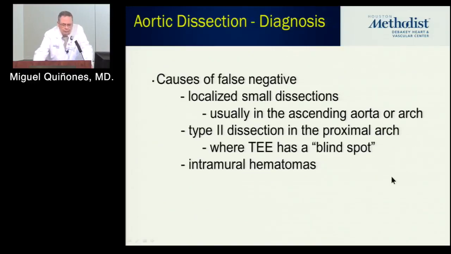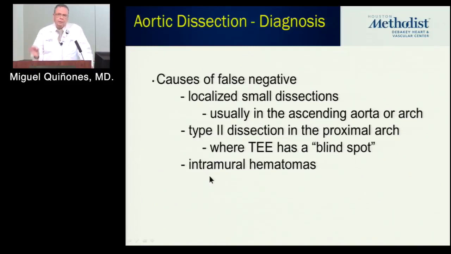So what are the false negatives? False negatives are very few. In fact, it is very, very accurate. Mostly it's the blind spot. So if you have a tiny, small dissection, very localized to that area where we have the blind spot, potentially you could miss it. I have to tell you, I don't even remember if we've ever had such a case. So the blind spot, I think, is the biggest issue.